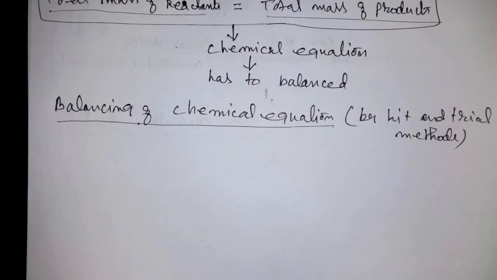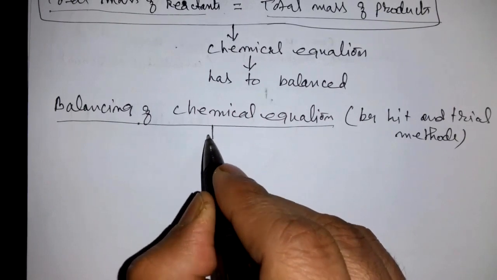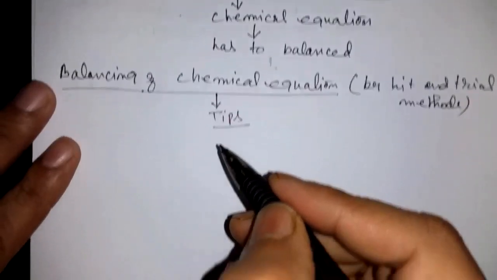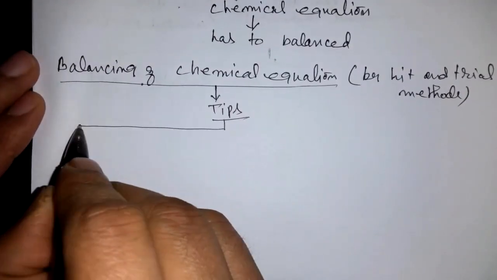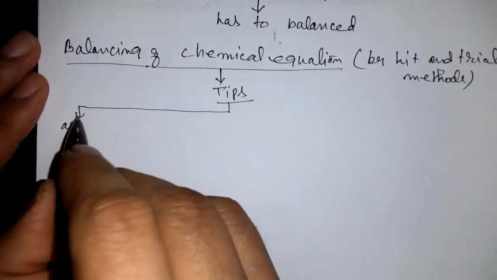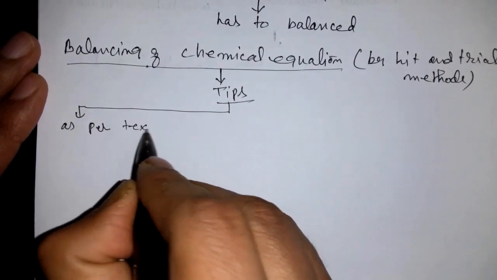So your balancing main aim is to make the number of same type of atom equal on both sides, not just one but all different types of atoms on both sides of the equation, that is reactants and products, should become equal. For that, some tips we can follow. Now tips, as per our textbook, and we will not follow only that, so we'll be following a little different tips here as per the textbook.